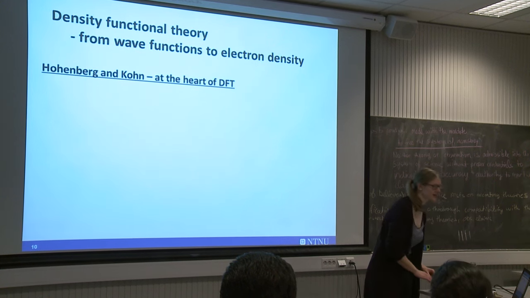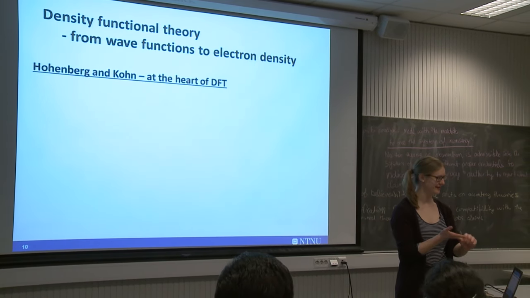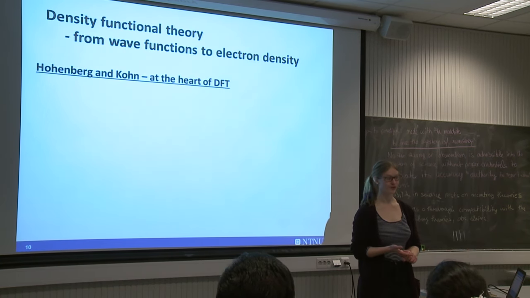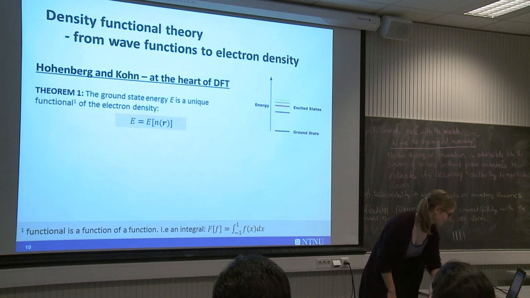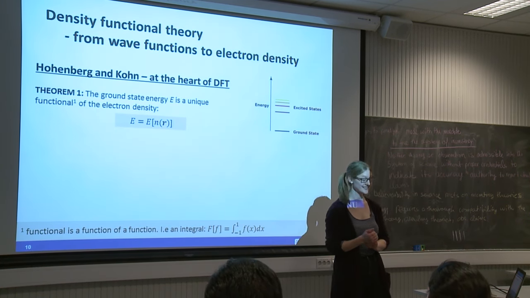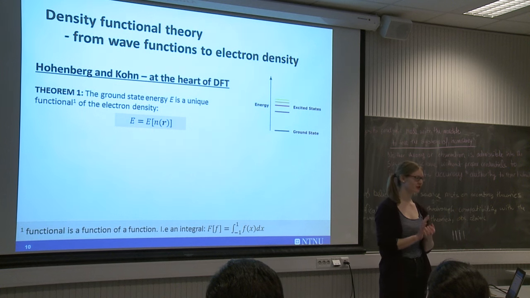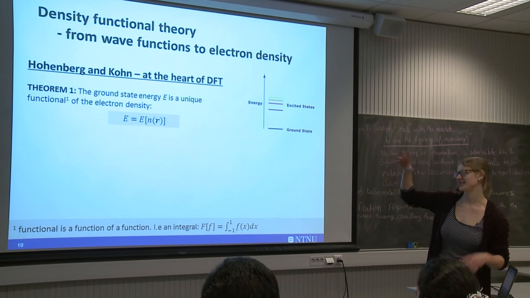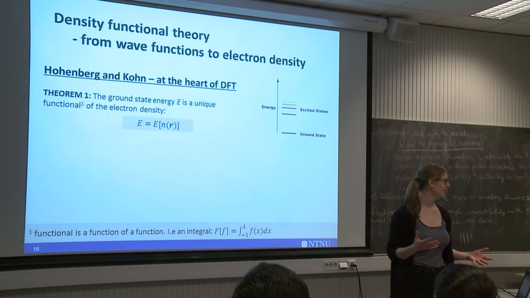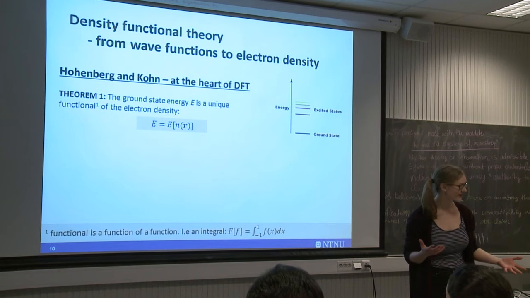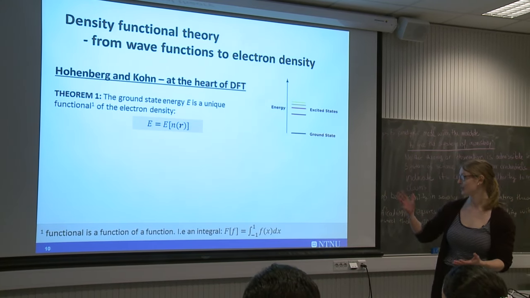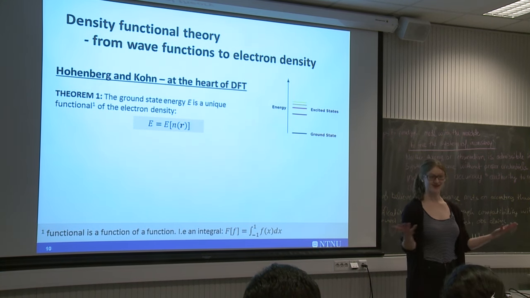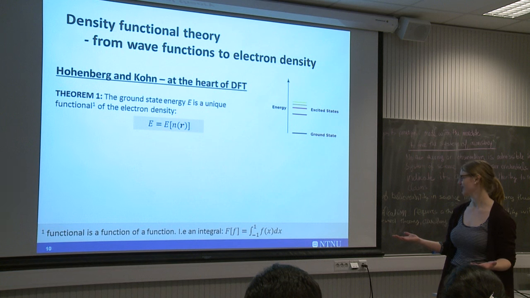So again, we're approaching now the heart of DFT. So the heart of DFT is based on 2 very fundamental theorems. And the first theorem states that the ground state energy is a unique functional of the electron density. So here's where the fancy word functional comes in. But it's not really a fancy or a scary word. It's something you've all done. So a functional is basically a function of a function. A functional you all would know. An integral, that's a functional, sorry, right?